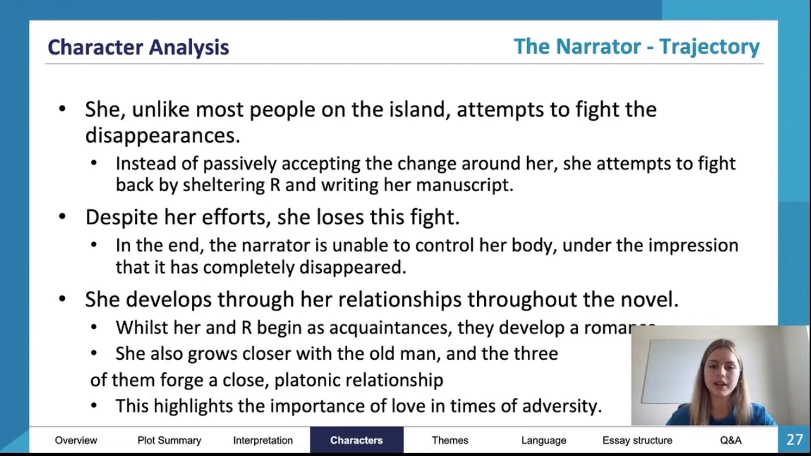Okay? And she develops through her relationships throughout the novel as well. Whilst she and R begin as acquaintances, they develop into a romance, and she also grows closer with the old man, and the three of them forge a close platonic relationship. This also highlights the importance of love in times of adversity, whether it is platonic or romantic. It is a very important thing to have, and I think Ogawa particularly stresses that as well.